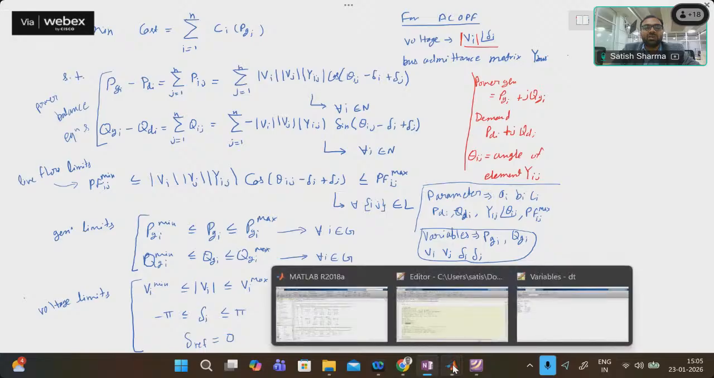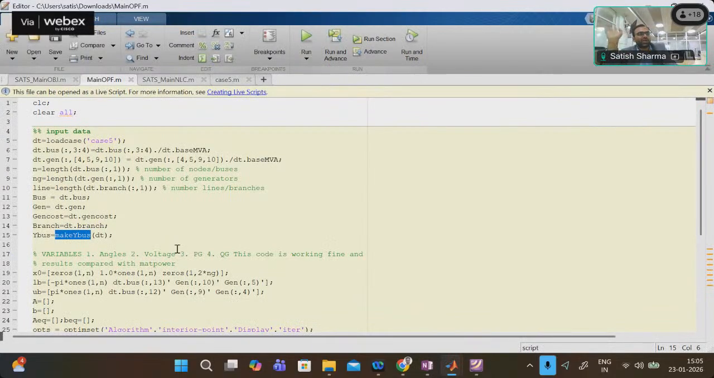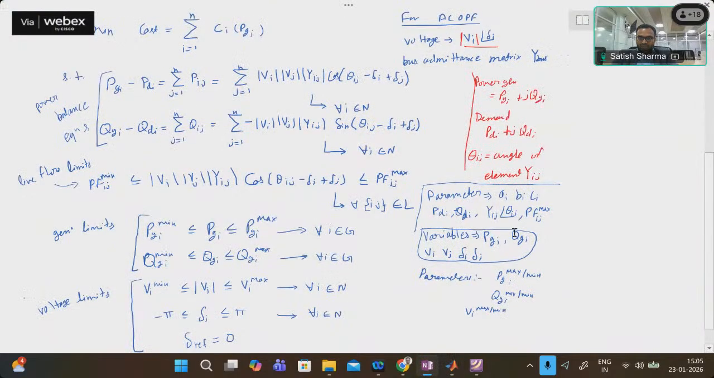So everything I have initialized so far, all the parameters, I have supplied to my program. Now the next part is defining variables. We have considered there are 4 variables only: one is active power, another is reactive power, then voltage and angle. So these are the 4 variables.